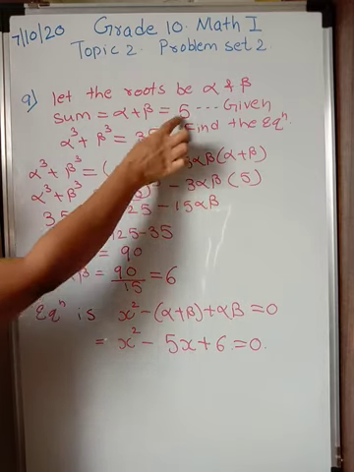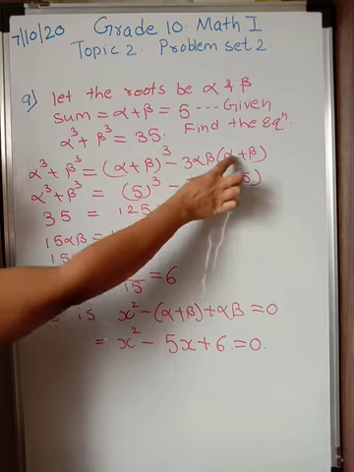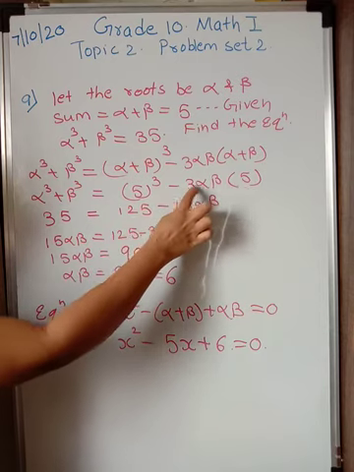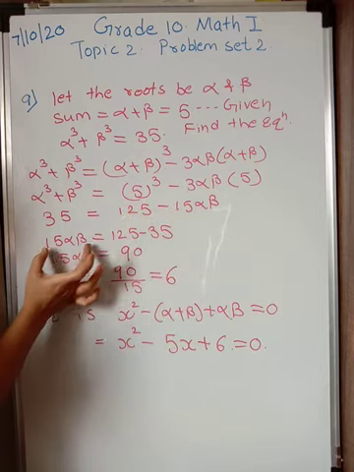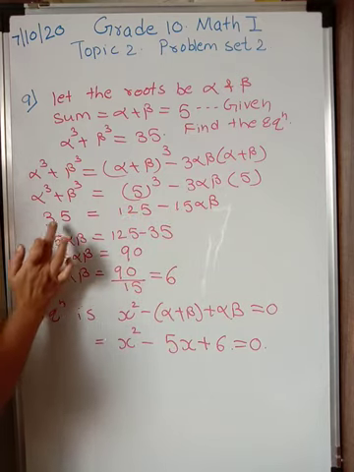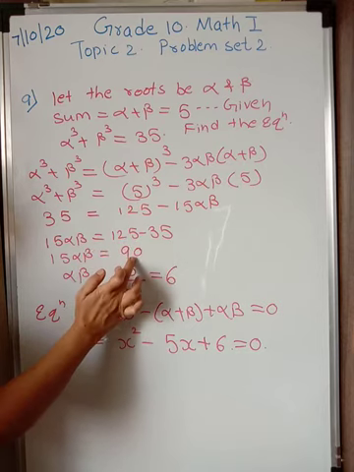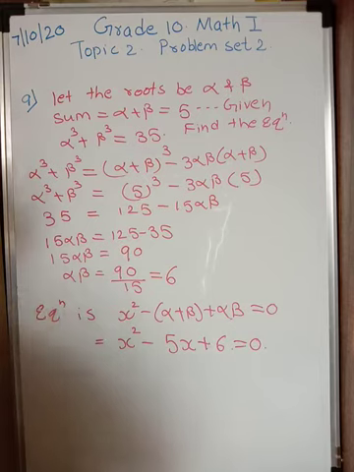So alpha cube plus beta cube, I am using this and substituting. Alpha plus beta is already 5, so here will be 5 cube, minus 3 alpha beta, alpha plus beta is again 5. This is 125 minus 3 5s are 15 alpha beta. Minus 15 alpha beta shifted over here becomes plus, 35 over here becomes minus. 125 minus 35 is 90. So 15 alpha beta is 90. So alpha beta is equal to 90 upon 15, which is equal to 6.